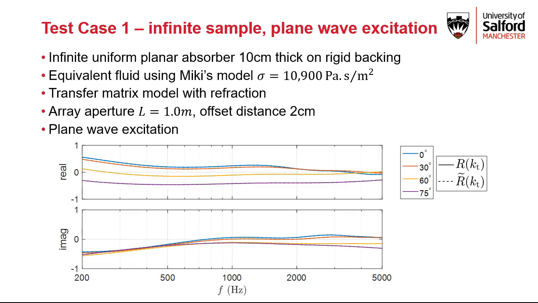And here are the results from that. Those are plotted in terms of reflection coefficient, real and imaginary parts, versus frequency. There are a number of trends there, and each of them is shown for the exact reflection coefficient and for the approximate version. Remember that the bidirectional reflectance function simplifies to the reflection coefficient here because it's specular reflection.